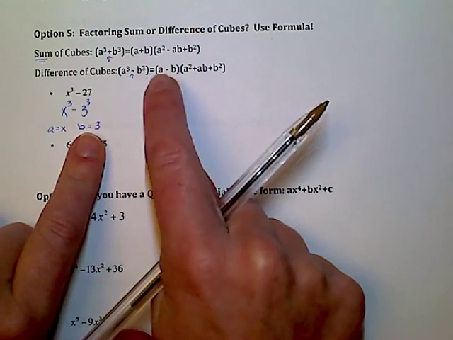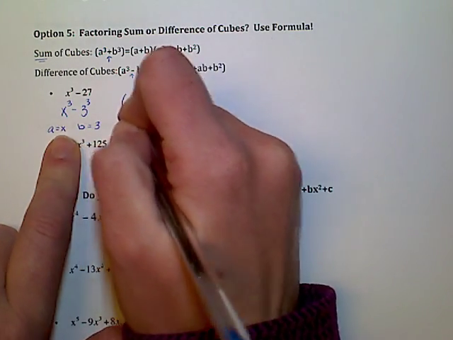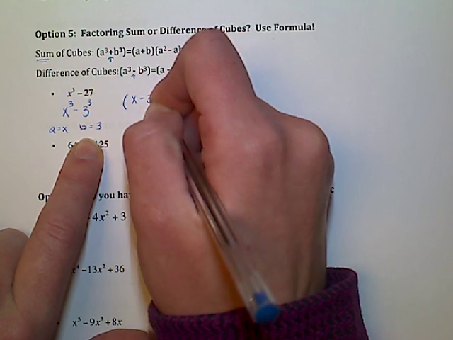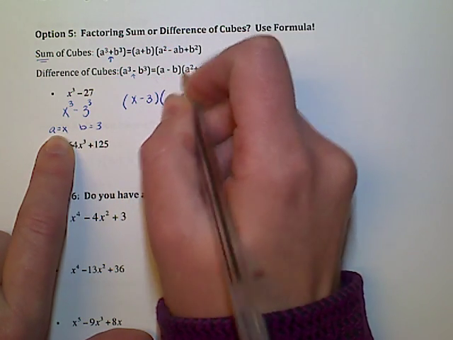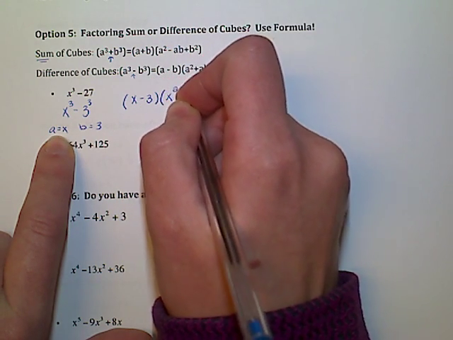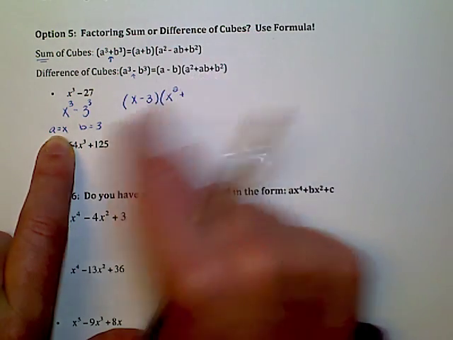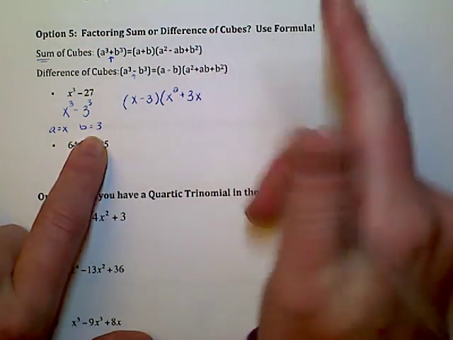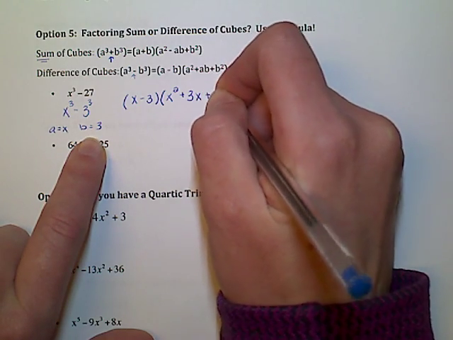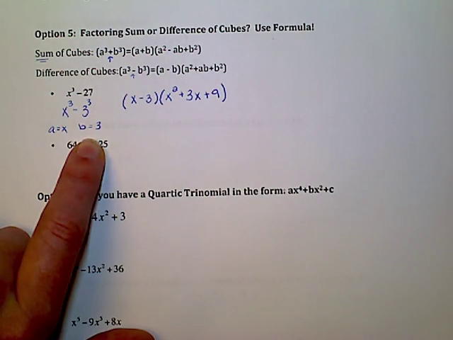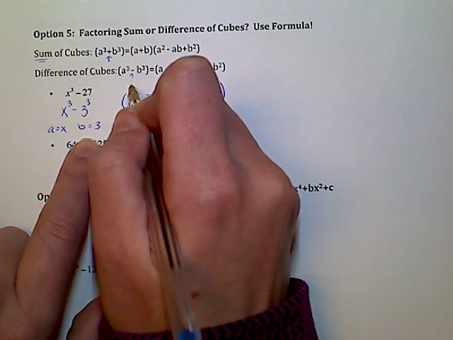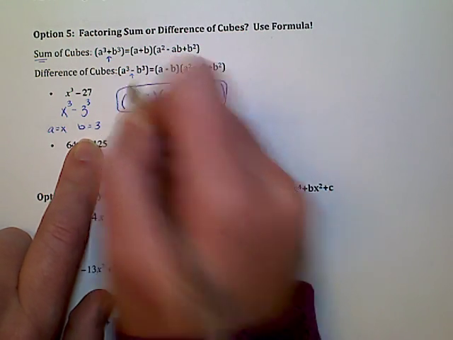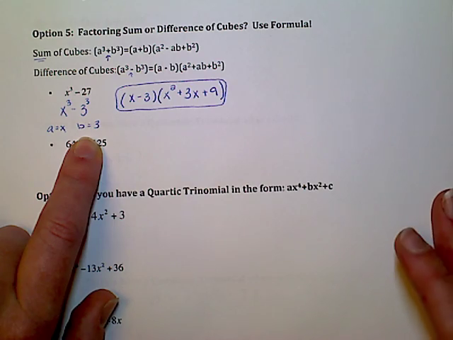And so what that says is my first factor is a minus b, so x minus 3, times a squared, which would be x squared, plus a times b, which would be 3x, plus b squared, which would be 9. And there you go. It probably doesn't look like it, but if you distributed those terms back together, you would get what you started with.